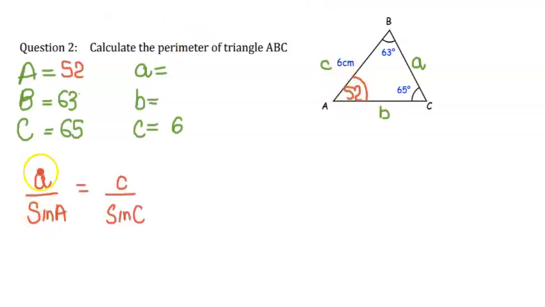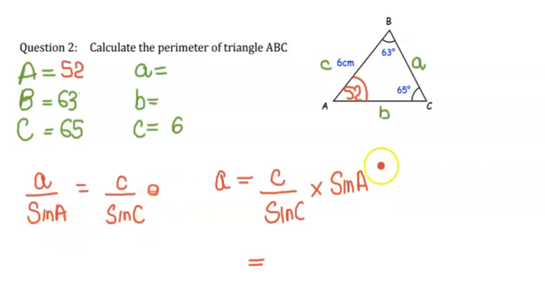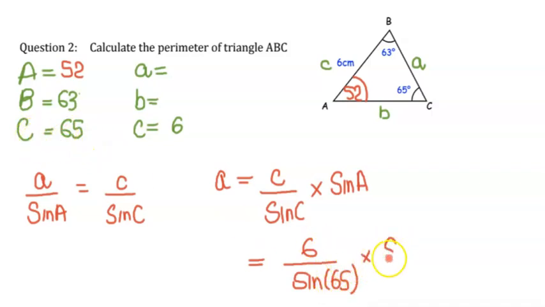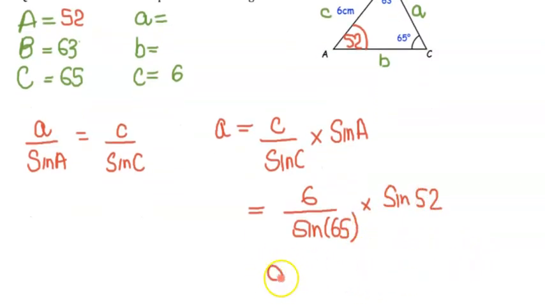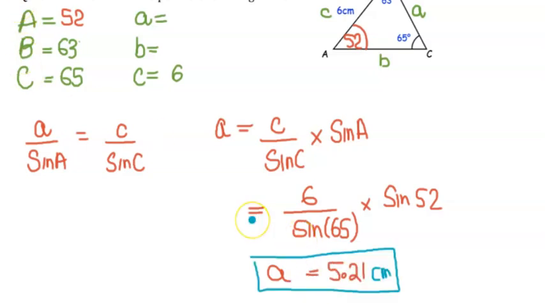To find the side A, use a over sine A equals c over sine C. Rearrange the formula, move the sine A to this side, and you will get this. Put in the values. The c is 6, so 6 over sine 65, because that c is here, multiplied by sine 52. And this will give you the value in centimeters for a: 5.21 or 5.22 centimeters.